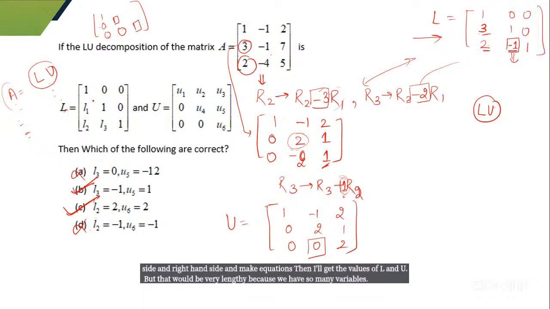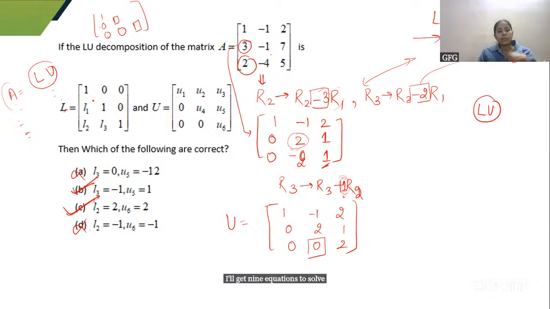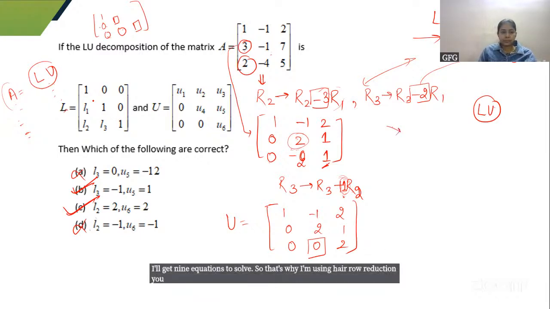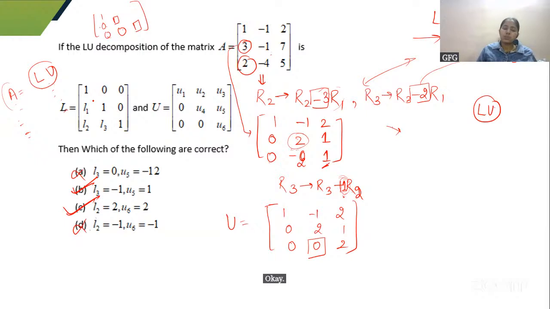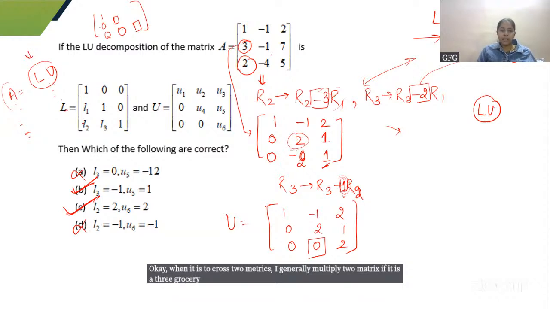Ma'am, I get confused, there are 9 equations to solve. So that's why I'm using row reduction here. You can use any of the options you want. When it is a 2 cross 2 matrix, I generally multiply the two matrices. If it is a 3 cross 3 matrix, I use row reduction.